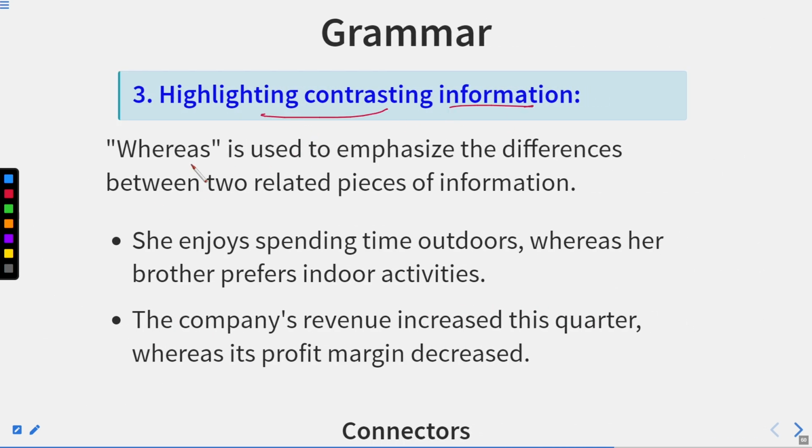Highlighting contrasting information. Whereas is used to emphasize the differences between two related pieces of information. She enjoys spending time outdoors, whereas her brother prefers indoor activities. So she enjoys outdoors, whereas her brother prefers indoors. The company's revenue increased this quarter, whereas the profit margin decreased. So we are comparing revenue and profit margin.